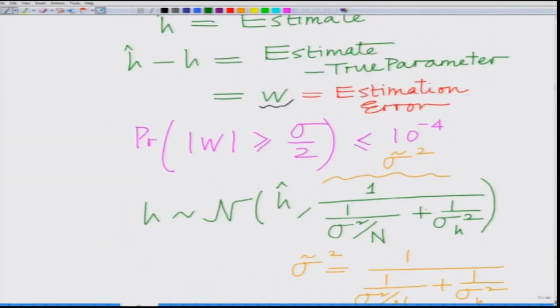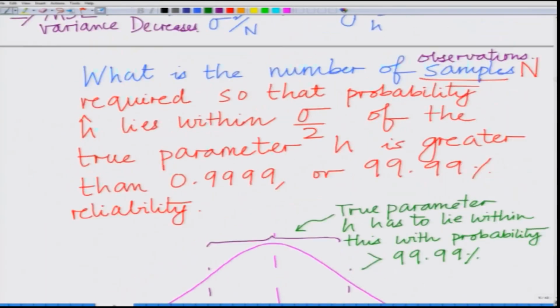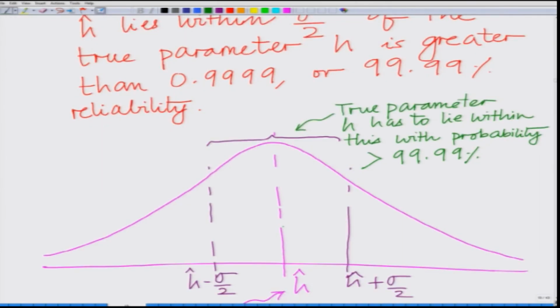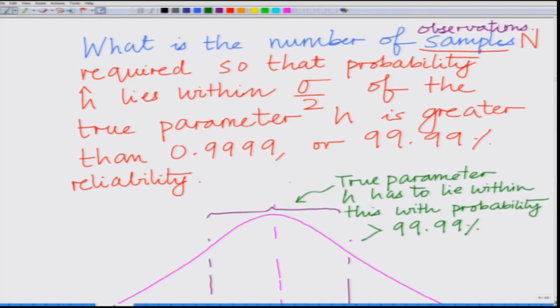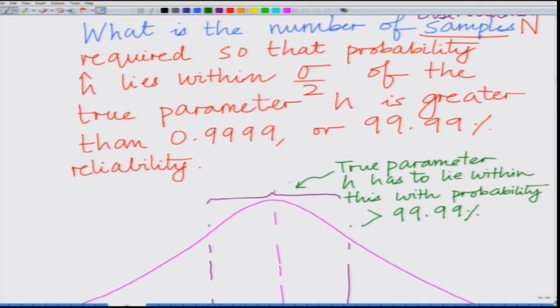the number of samples n that is required such that the probability that h lies between h hat minus sigma by 2 and h hat plus sigma by 2, that is, h lies within the sigma by 2 ball of the true parameter h. The probability with which it lies in the sigma by 2 ball around h has to be greater than or equal to 0.9999, or with 99.99% reliability.